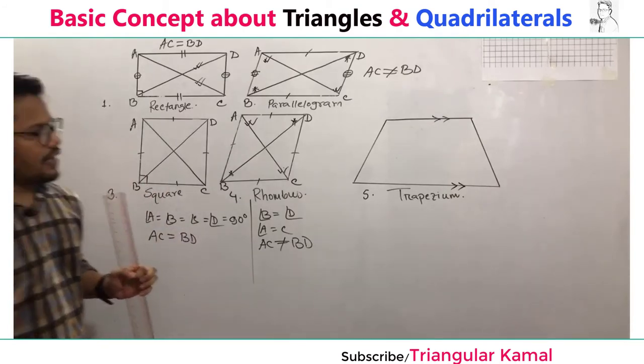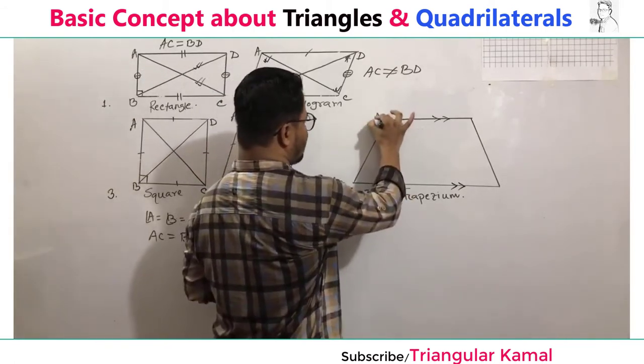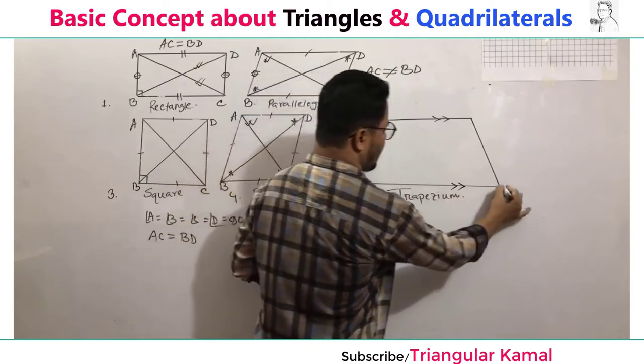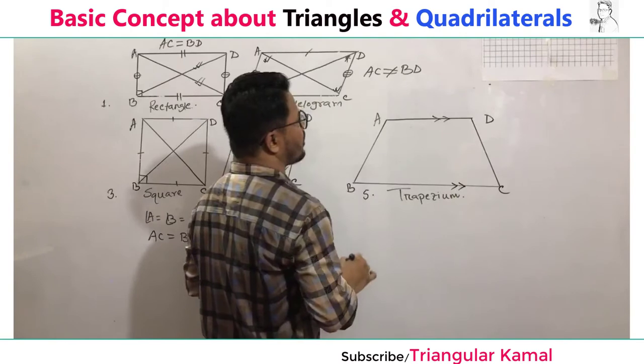And finally this one is the trapezium. The trapezium in this case has A, B and C, D. This arrow indicates that they are parallel.